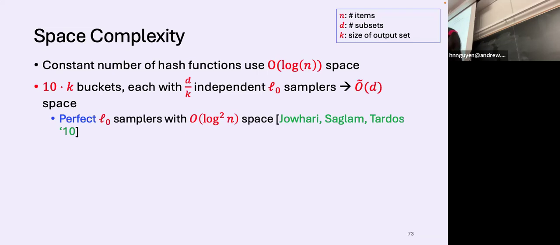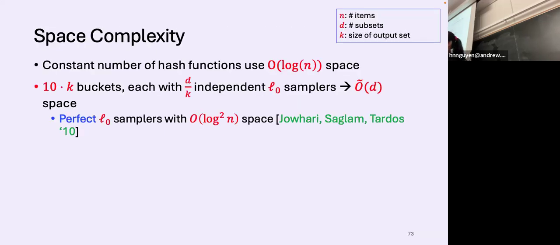And a really nice result from Hoai-An and Taros says that if perfect L0 sampler doesn't mean anything to you, it doesn't really matter. They have perfect L0 samplers and they only take polylog space. Okay, so that means that I can store d over k L0 samplers in k buckets and I only have O tilde d space. Yeah, so I think that's the end of the max coverage results.